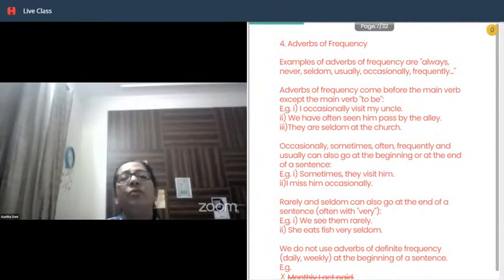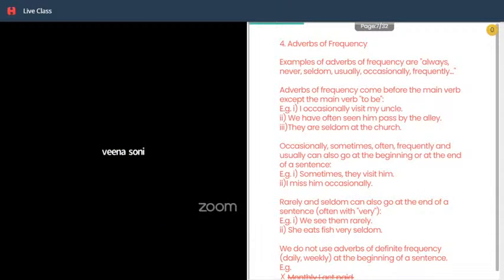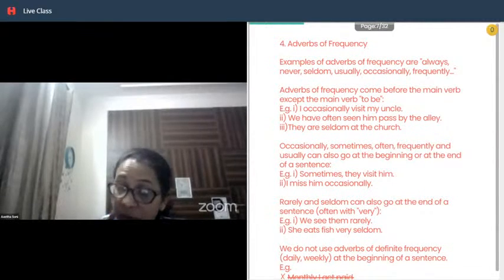She eats fish very seldom. So we can use rarely and seldom after the sentence. But we do not use adverbs of definite frequency. Definite means where you are sure of the time. I am going to meet him tomorrow. We do the work daily, or we are doing the work weekly. That's something definite, that's something specific.